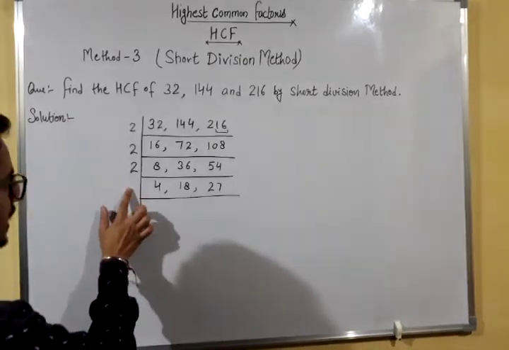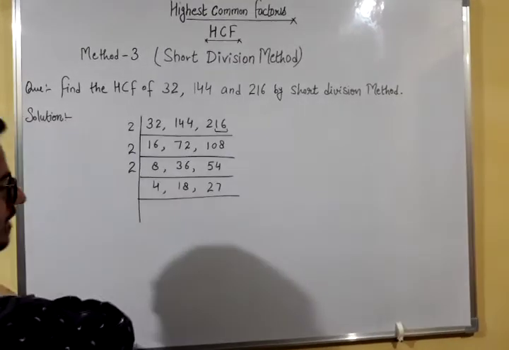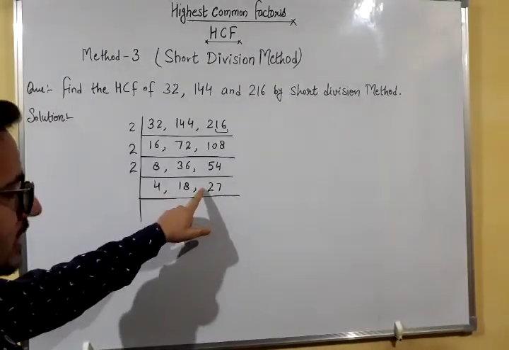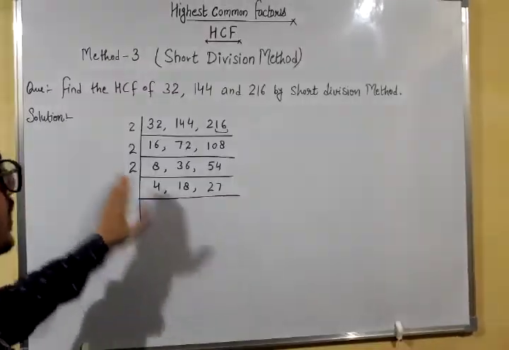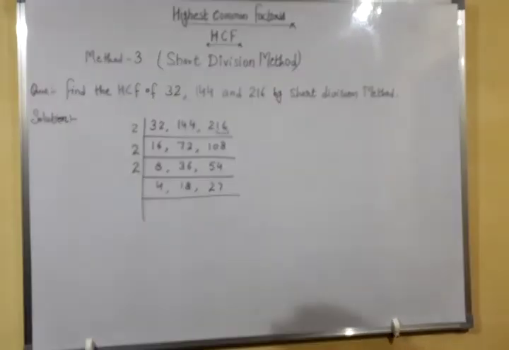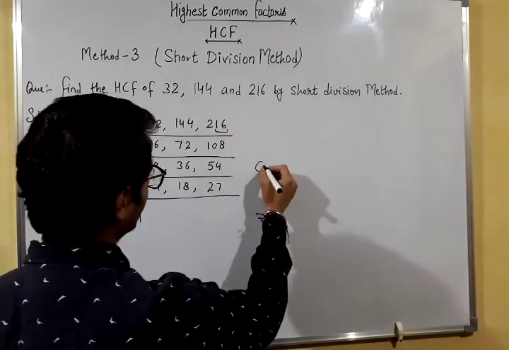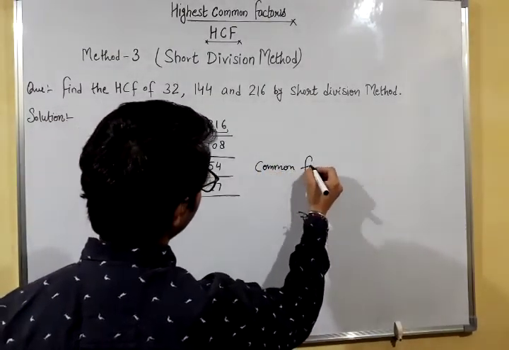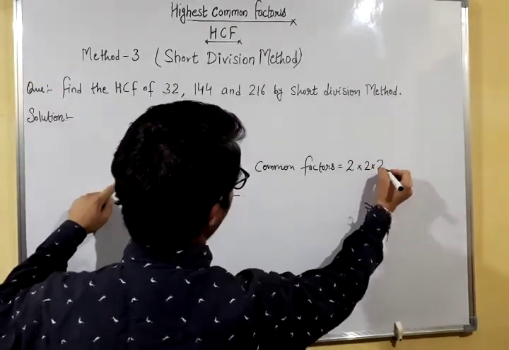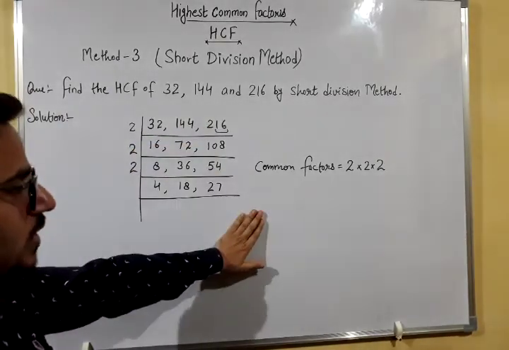Now we do not have any one number which can divide 4, which can divide 18, and which can divide 27 as well. We do not have any common factor of 4, 18 and 27 now. When there is no common factor, we will stop our division right here. So the common factors of 32, 144 and 216 are 2 multiply 2 and multiply by 2, and we don't have any other common factors of 32, 144 and 216 here.